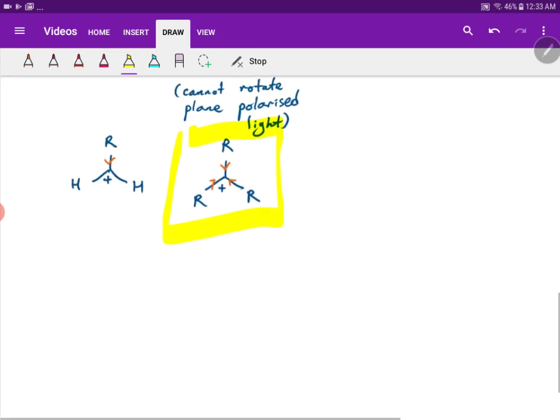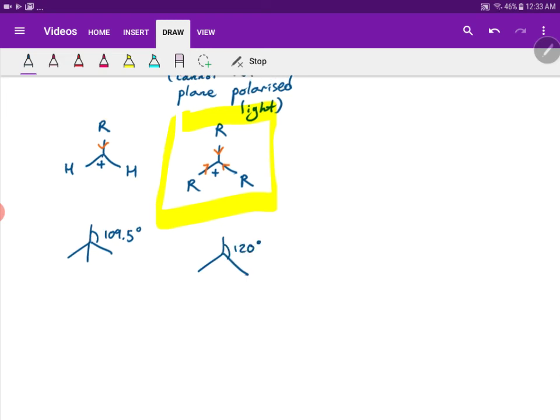Another reason is if you compare the angles. In tetrahedral, the angle is around 109.5 degrees. In trigonal planar, it is 120 degrees. What this means is that the groups are more spaced out in this second molecule. Because it is more spaced out, it is easier for the incoming nucleophile to attack this position. So there is less steric hindrance.